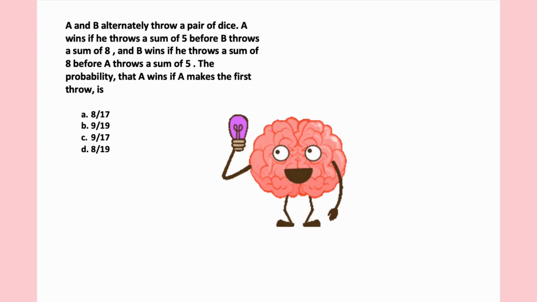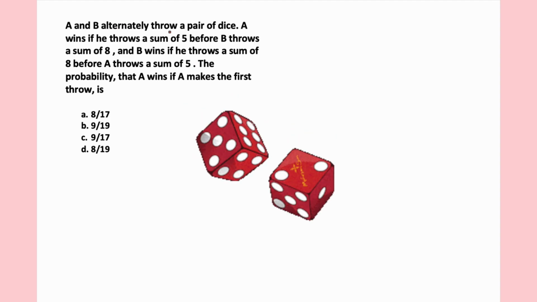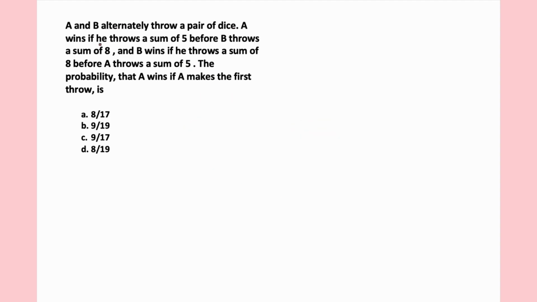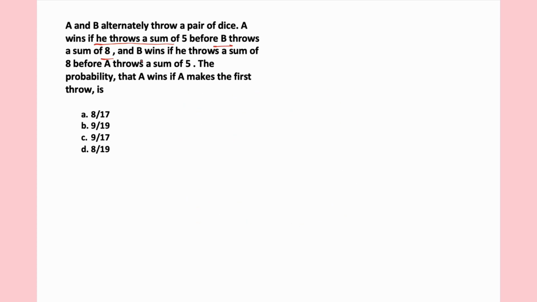Hello friends, today we have a question that was asked in the JEE Mains examination, and this is a very typical kind of probability problem that we generally get to see in JEE exams, and various things can be interchanged. Suppose we see this question: A and B alternately throw a pair of dice. A wins if he throws a sum of 5 before B throws a sum of 8, and B wins if he throws a sum of 8 before A throws a sum of 5. What is the probability of A winning if A makes the first throw?